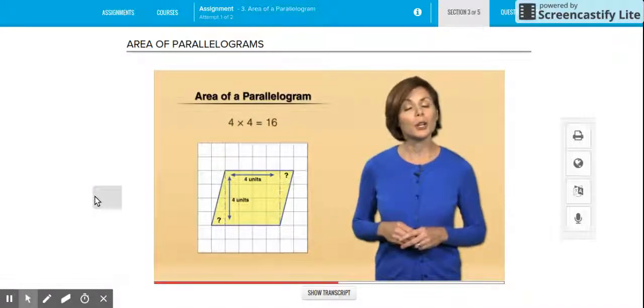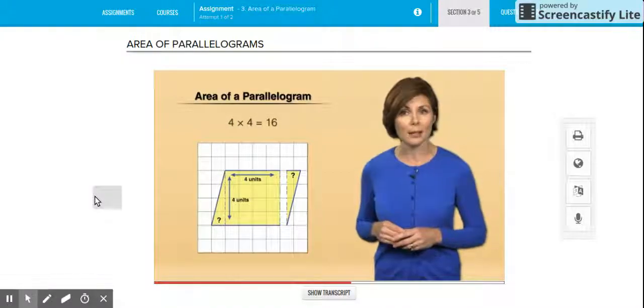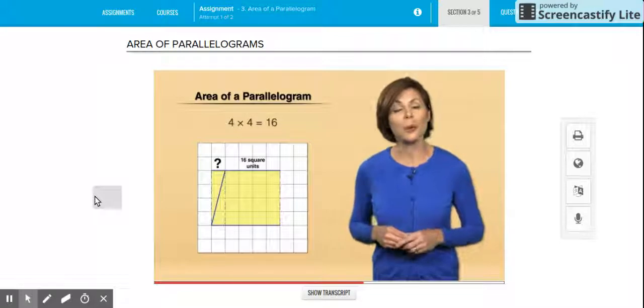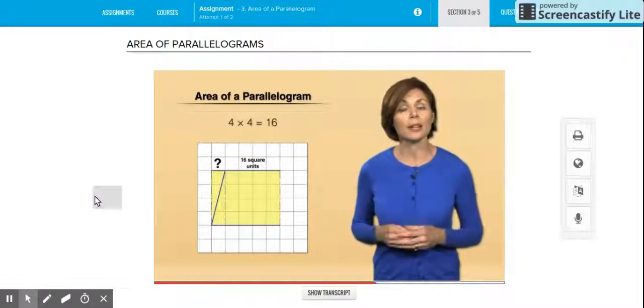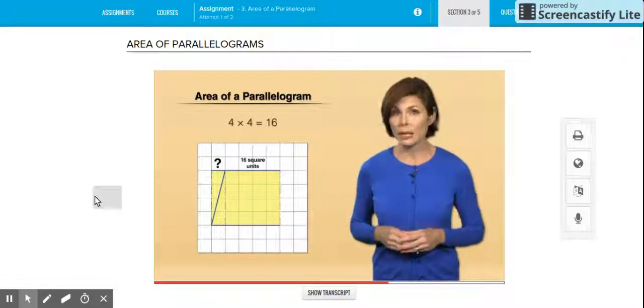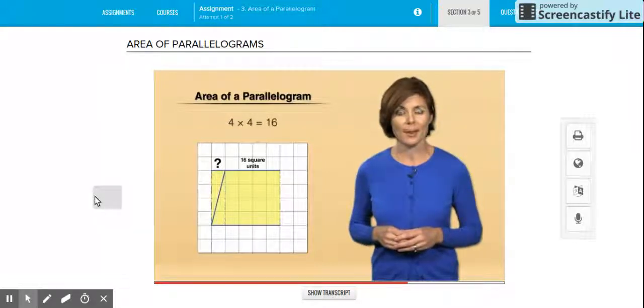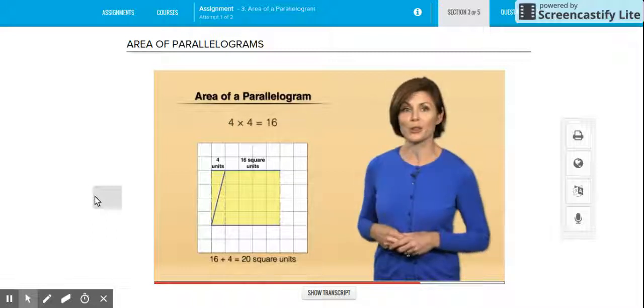Look at what happens if we take the triangular shape off of the right side and move it to the left side. Together, the 2 triangles form a rectangle. This rectangle is 1 unit long and 4 units high. That means the area of the newly formed rectangle is 4 square units. And the area of the entire rectangle is 20 square units.